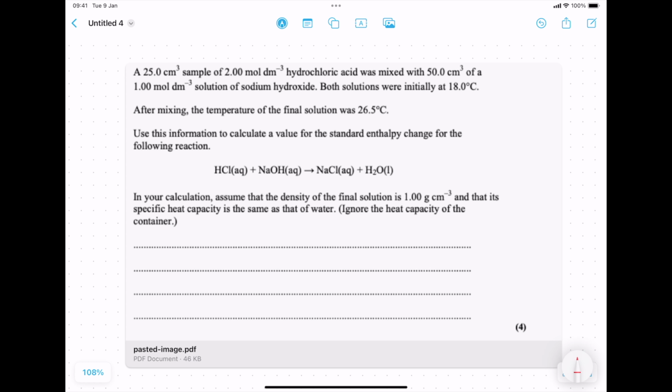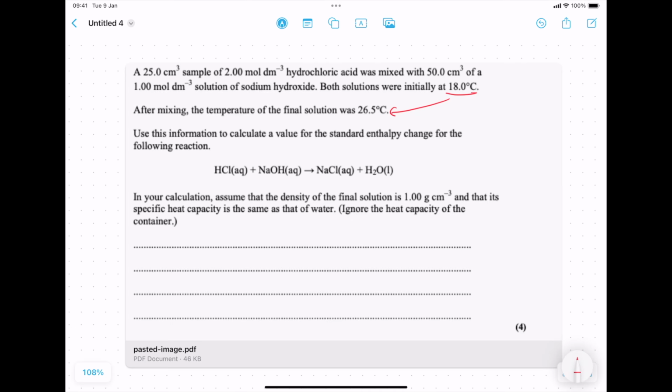A 25 centimeter cube sample of 2 molar hydrochloric acid was mixed with 50 of 1 molar sodium hydroxide. Both solutions were initially at 18 degrees C. After mixing, the temperature of the solution was 26.5. So immediately I can see that this reaction is exothermic. The temperature is increased. Use this information to calculate the standard enthalpy change for this reaction.